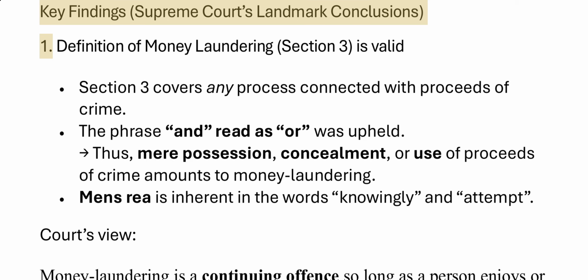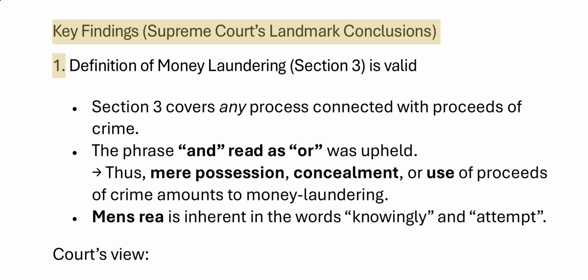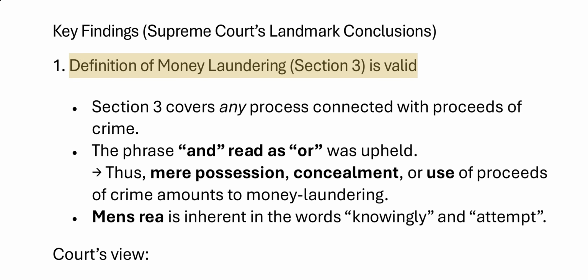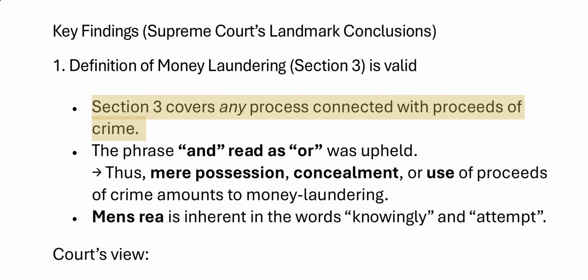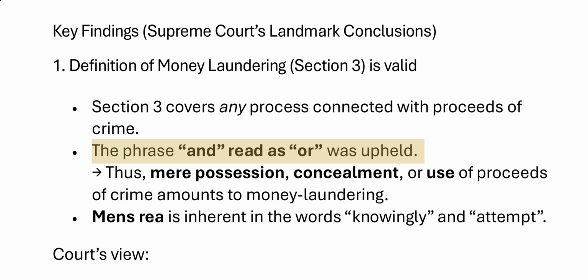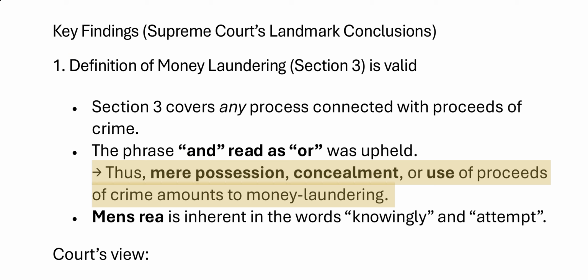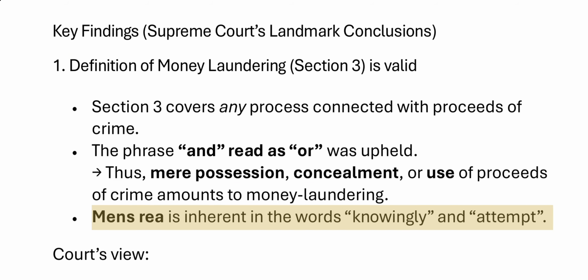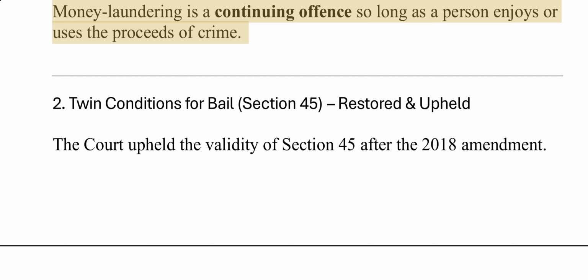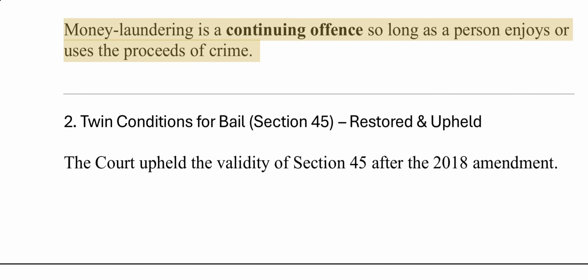Key findings, Supreme Court's landmark conclusions. 1. Definition of money laundering, Section 3, is valid. Section 3 covers any process connected with proceeds of crime. The phrase "and" read as "or" was upheld. Thus, mere possession, concealment, or use of proceeds of crime amounts to money laundering. Mens rea is inherent in the words "knowingly" and "attempt". Court's view: money laundering is a continuing offense so long as a person enjoys or uses the proceeds of crime.